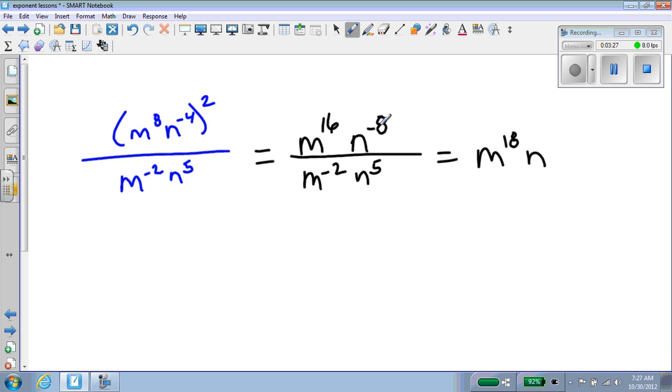N to the negative 8 minus 5. So n to the negative 13th. And that's going to say the m to the 18th will stay, and the n to the 13th belongs in the denominator.